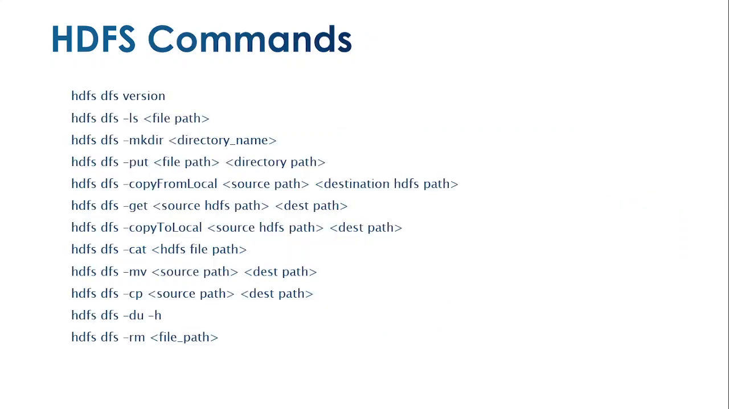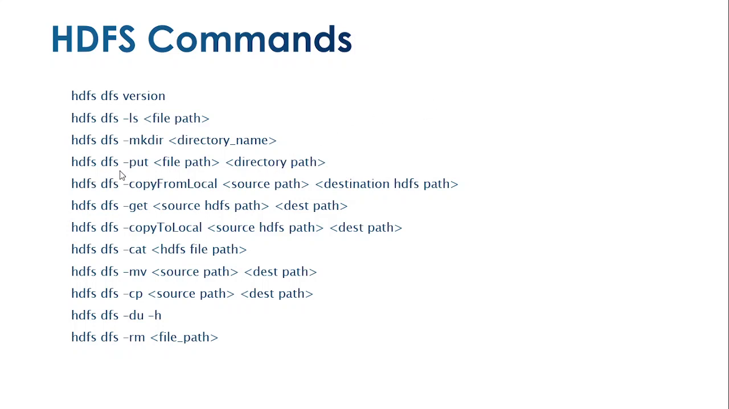Here are a few HDFS commands which can be useful for you. You can see the version of HDFS using the command hdfs dfs -version. If you want to list down the files available in HDFS, you can use the -ls command. And if you want to create a new directory, you can use -mkdir and provide the directory name so that you can create a new directory in the HDFS.